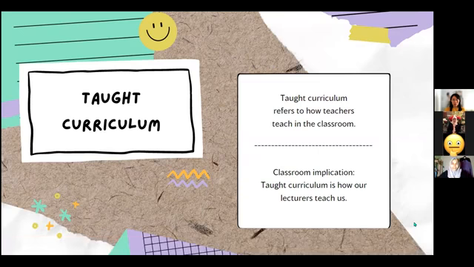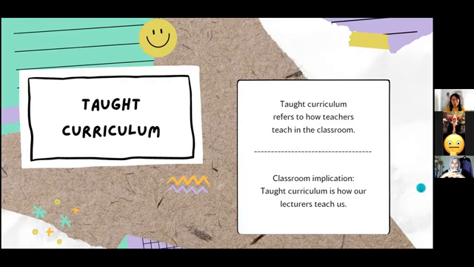All right, next is taught curriculum. So taught curriculum refers to how the teachers or lecturers teach inside the classroom. For example, taught curriculum is actually how the teachers teach us the syllabus. Each lecturer and each teacher has a different way of teaching, different methods of teaching. And also different students have different methods of learning.